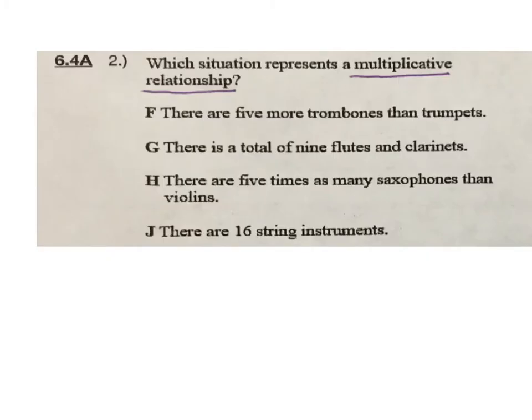Number two, which situation represents a multiplicative relationship? Is it F, there are 5 more trombones than trumpets? G, there is a total of 9 flutes and clarinets? H, there are 5 times as many saxophones as violins? Or J, there are 16 string instruments?